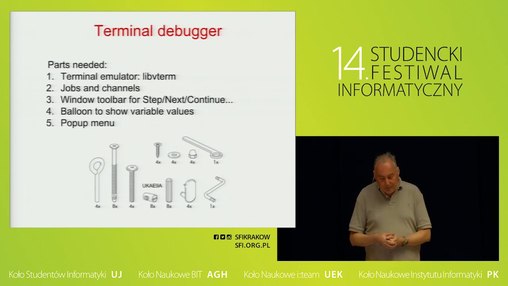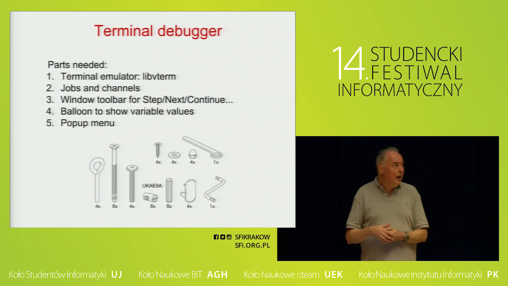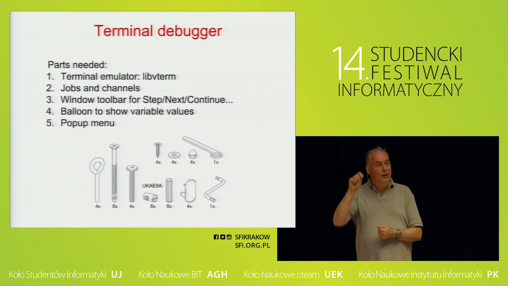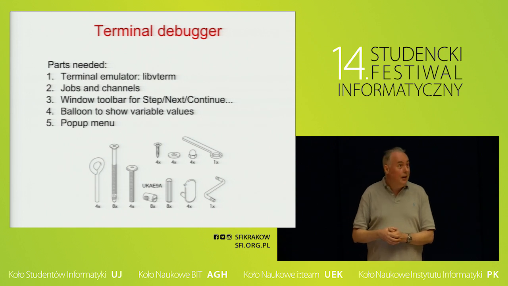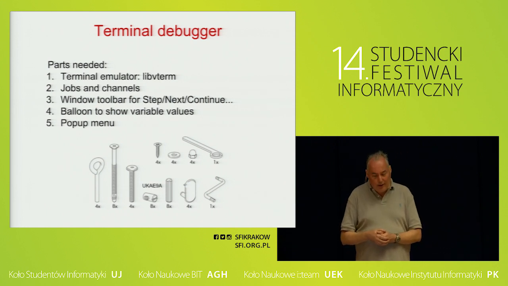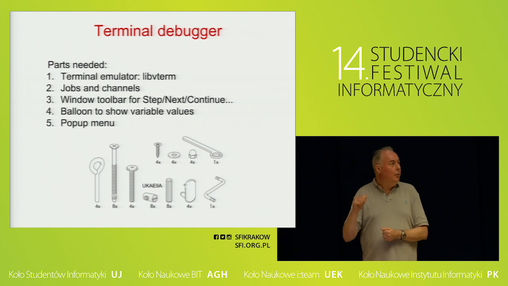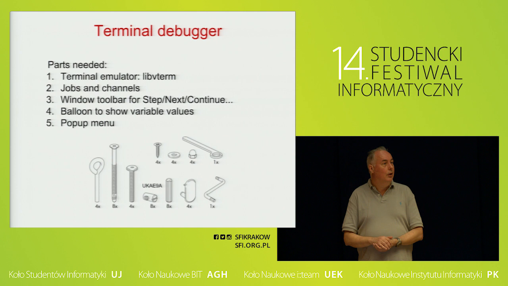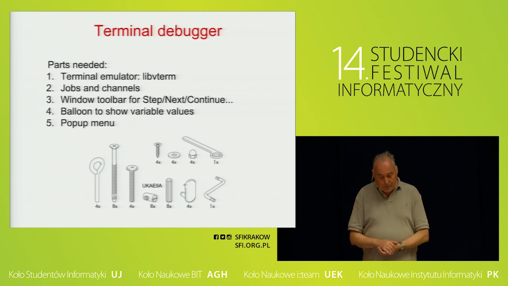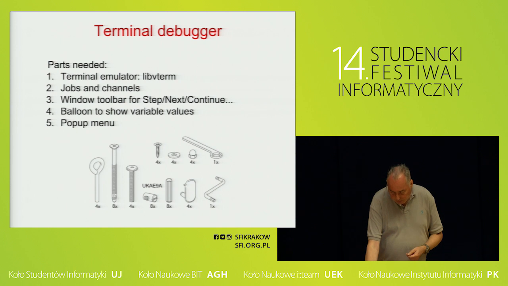We have that. Like I mentioned, I wanted to have a toolbar where you can just click step, next, and finish. That didn't exist yet, so I decided to add that. And then we need a balloon to show the content of a variable. Well, that existed in the GUI in GVim, but it never existed in the terminal, so I had to build that as well. And a pop-up menu, again, in the terminal. So we need those parts.